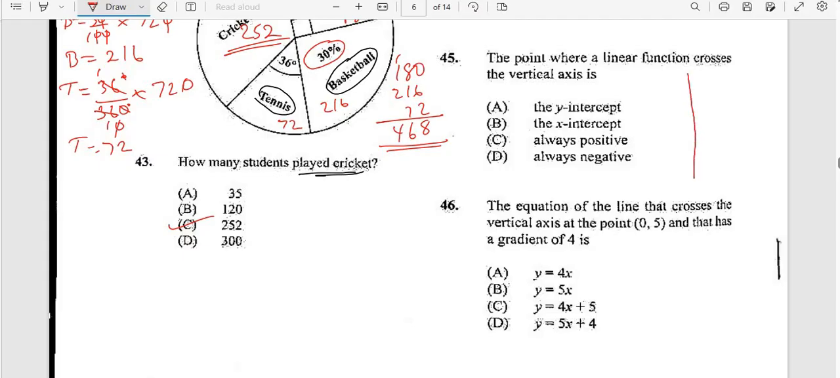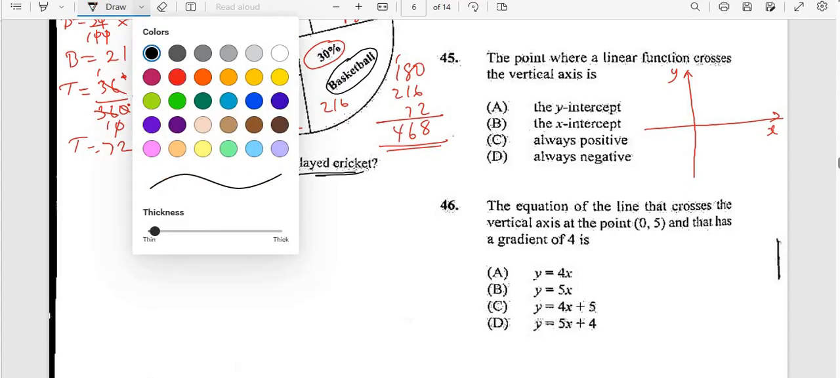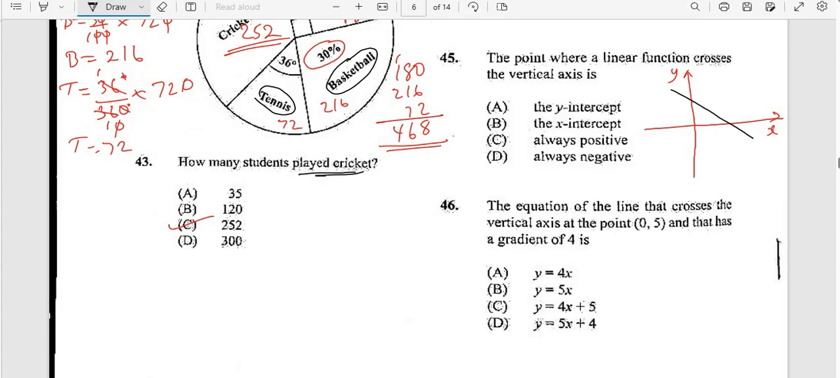The point where a linear function crosses the vertical axis is what? So we have the vertical axis, y, and the horizontal axis, the x-axis. If we have a line, a linear function in this case, and it crosses the x-axis, we call that the x-intercept. Where it crosses the vertical line, the line going up and down, that's the y-axis. Where it crosses the vertical axis, we call that the y-intercept, because it intercepts the y-axis. So the answer we're looking for is y-intercept.